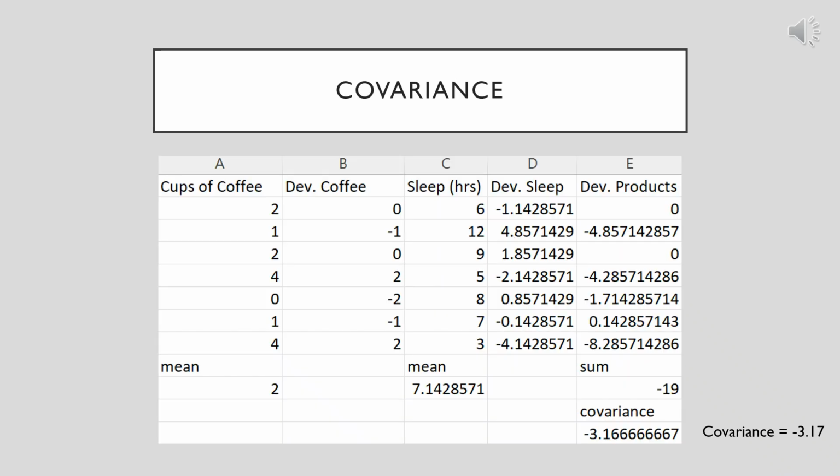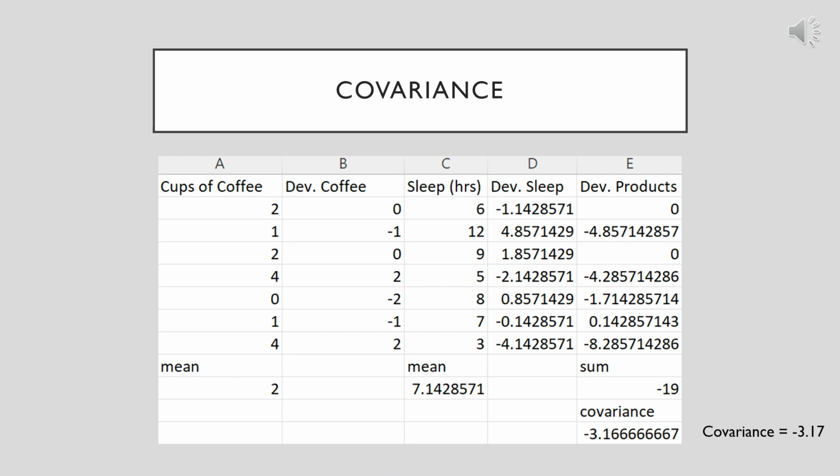Okay, so where do we start? Remember, you're first going to calculate the mean for x and y. So the mean cups of coffee, the mean hours of sleep for this sample. Then you're going to have to get the deviations of x and y for each participant. So you take all of the raw scores for x, the cups of coffee, and subtract the mean cups of coffee from that for each person. That's your deviation of coffee column. You have a deviation of sleep column, which again, for each participant, you take their raw score, the number of hours they slept last night, and subtract the mean number of hours people slept from that.